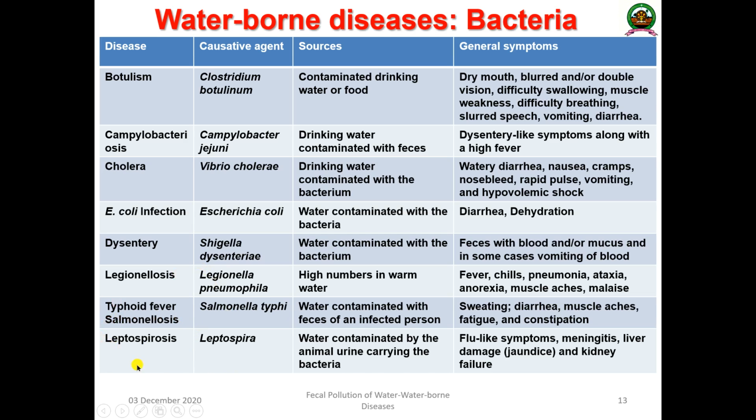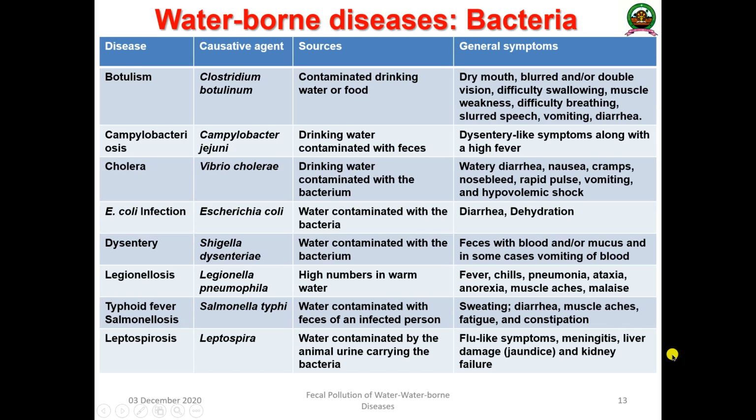Next disease is known as leptospirosis. The causative organism is known as Leptospira, which is a bacteria. A species known as icterohaemorrhagiae, Leptospira icterohaemorrhagiae, causes leptospirosis. It spreads through water contaminated by animal urine carrying the bacteria, water contaminated by animals like rats, pigs, and all those animals.